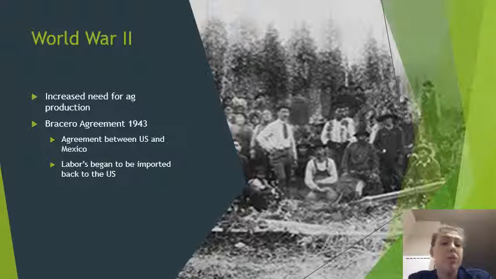During World War II, there was an increased need for agricultural production and a lack of workers. And this actually started the Bracero Agreement of 1943. It was an agreement between the US and Mexico. It was how a lot of laborers began to be imported back to the US for seasonal or migrant farming.